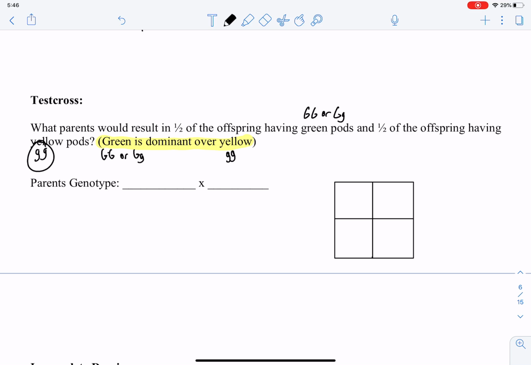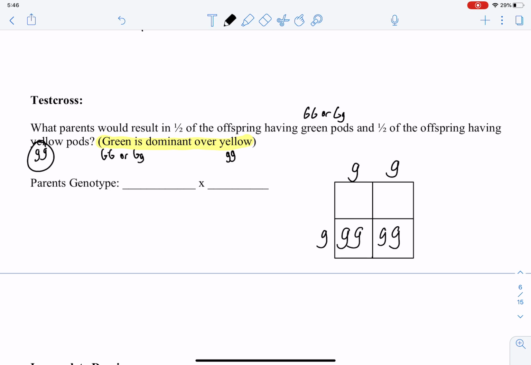in our Punnett square, right? Half of the Punnett square has to be yellow pods. So we know, based off of this, that half of them are yellow, so we have to have a little g here and a little g here, as well as a little g here. Because otherwise, if we put a dominant allele on the tops or on the sides, we get heterozygous, and then we get green pea pods.